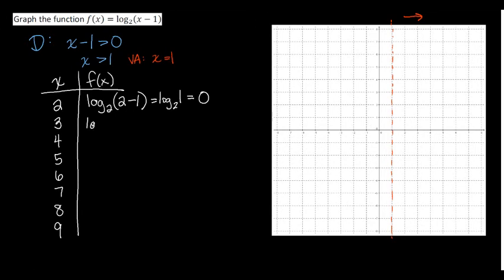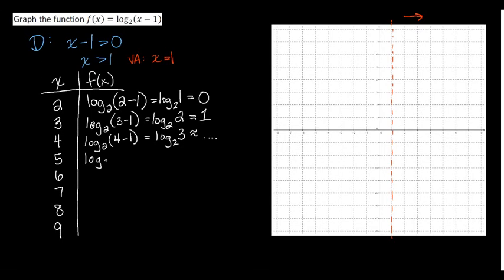If I plug in 3, I get log base 2 of 3 minus 1, which is log base 2 of 2. What exponent do I need on 2 to give me the argument of 2? A 1. So 2 to the first gives me 2. Now if I plug in 4, I get 4 minus 1 on the inside, which gives me log base 2 of 3. And that will be some decimal approximation. That's not an exact logarithm in the sense of it reducing down to an integer.